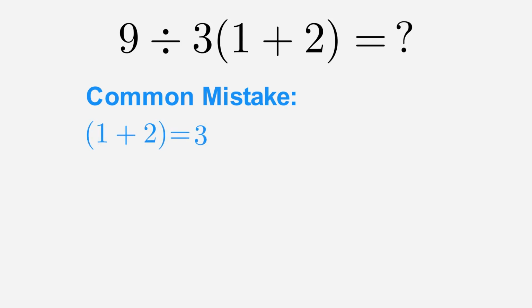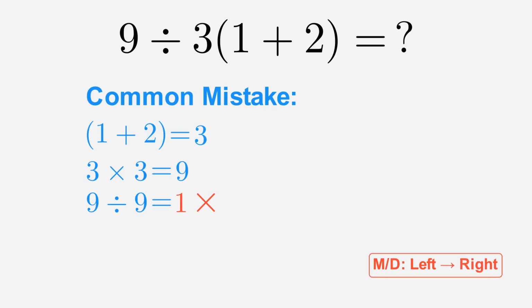1 plus 2 is 3. 3 times 3 is 9. 9 divided by 9 is 1. Done. They treat 3 times 3 as a chunk that belongs together. But they're wrong. This is the same trap that breaks the internet every time it goes viral.